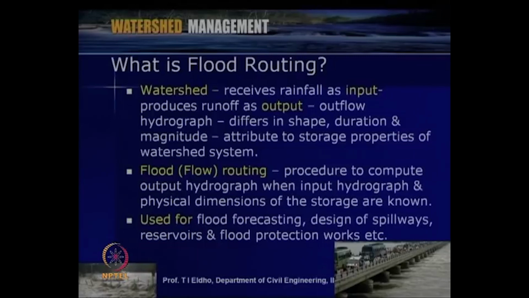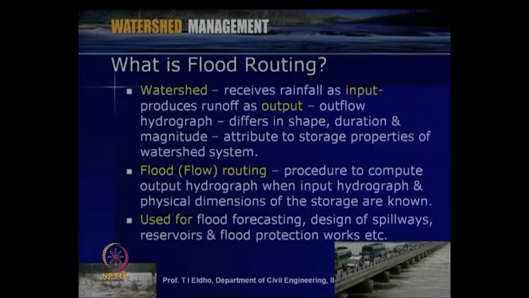So, as far as watershed based flow routing is concerned, we can see that the hydrograph differs in shape, duration and magnitude. As the flow keeps on coming from various locations and merging into the main channel, the shape, duration and magnitude keep on changing. This is attributed to the storage properties of the watershed system. Accordingly, depending on the storage properties within the watershed or within a channel, the hydrograph pattern will change, its peak will change, its time to peak will change, or its shape will change.